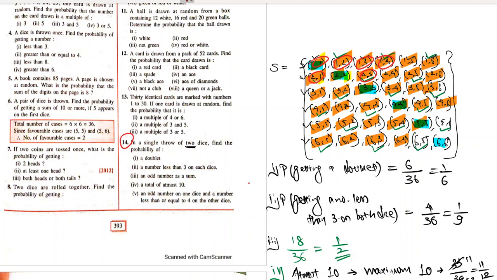Can you see the red marks? Should I zoom in on that? Okay, that's okay. Let's find it out.